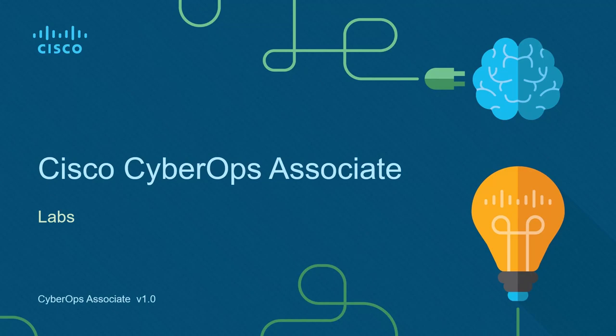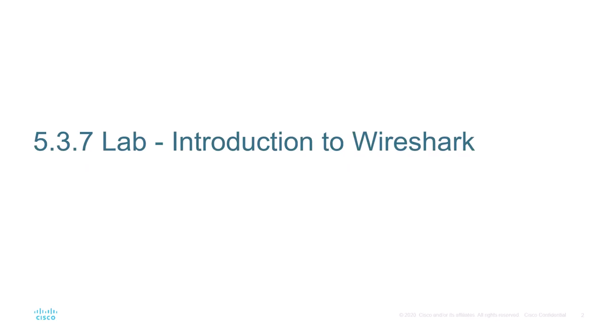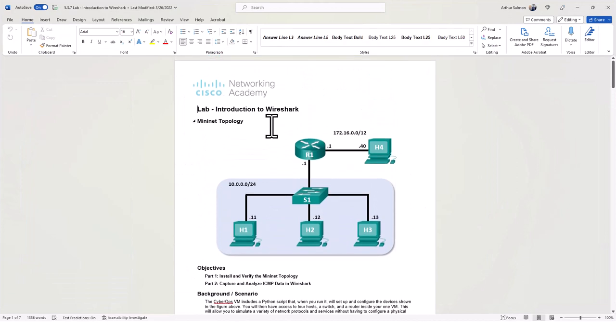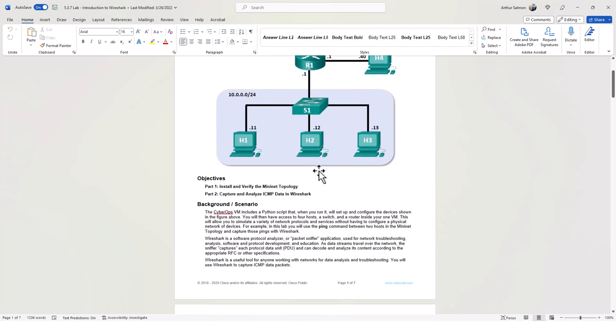All right, so in this lab, we are looking at lab 5.3.7, Introduction to Wireshark. So let's jump into our VM and let's see what we can do. This lab is going to be a little special. We have our lab document. We're going to be using Mininet to virtualize this type of network. There are two parts, parts one and part two.